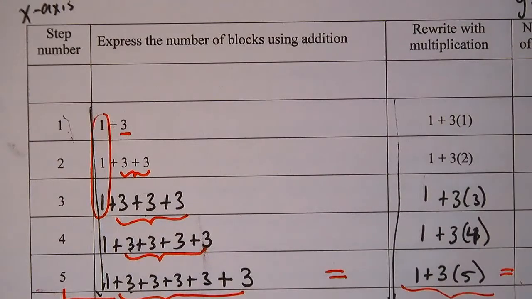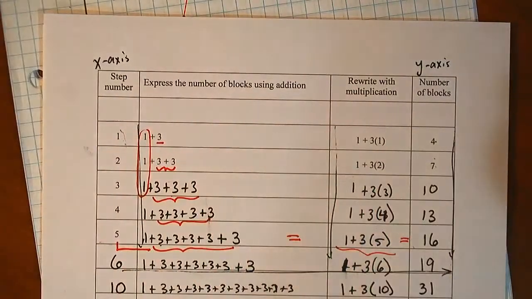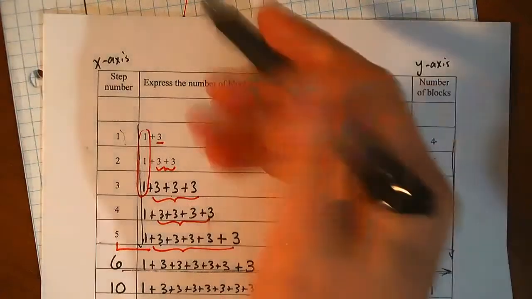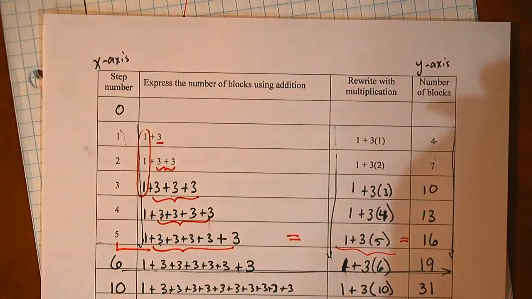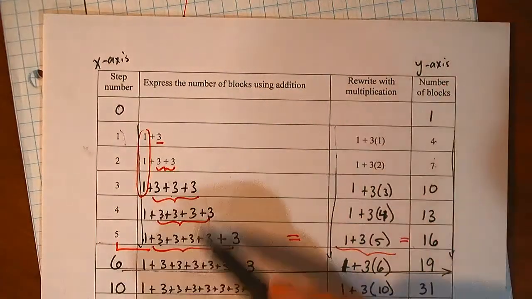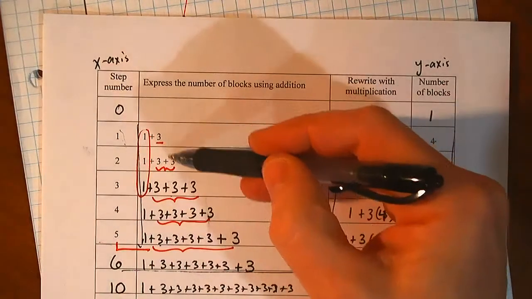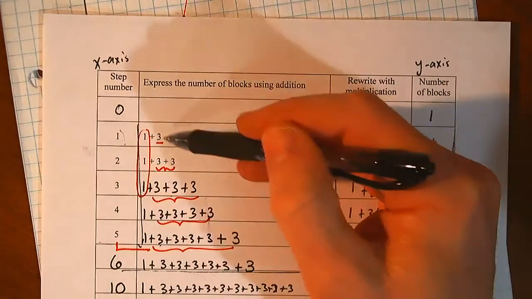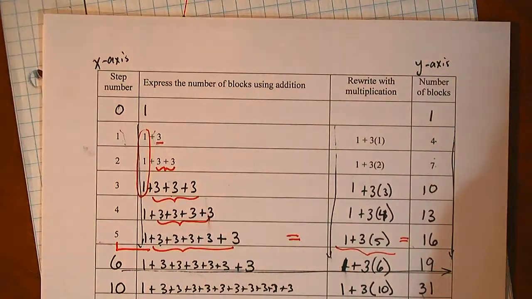So in my table, notice I've left a space before step 1. Maybe you were wondering, why is there a space before step 1? Well, because something comes before 1. And what we just saw is that step had 1 block in it. But I want you to notice that all of these patterns still work. If I'm adding on 3s here, if I just take this 3 off, there's how many blocks I have.